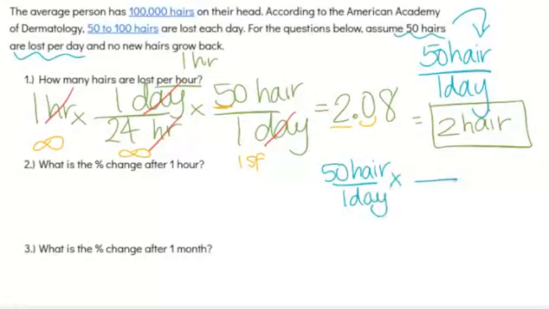And then you could reverse cancel. So you could put day on the top here. So I know that days would cancel out with days. And then for every 1 day, there are 24 hours. And then if I'm looking at my units, I'm left with hairs per hour, which is what they want me to solve for anyway.